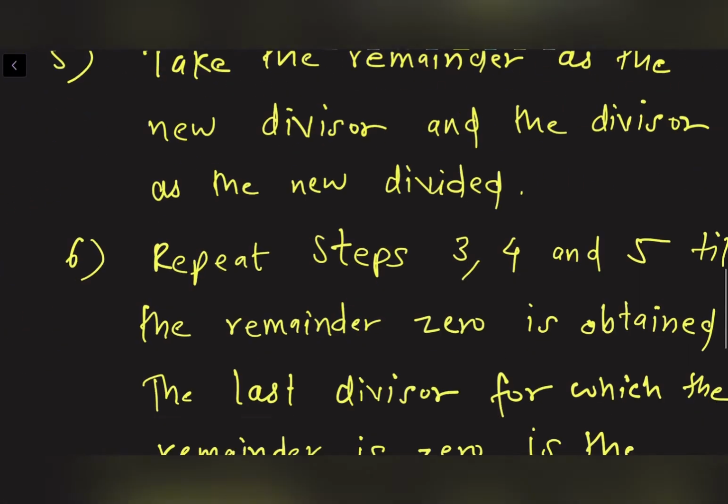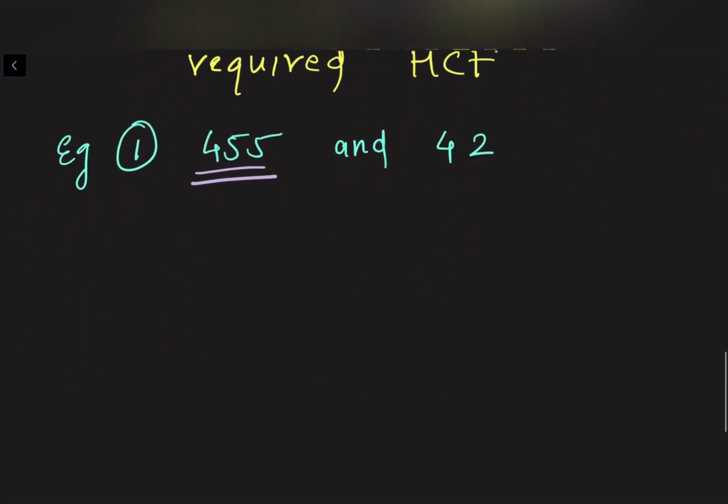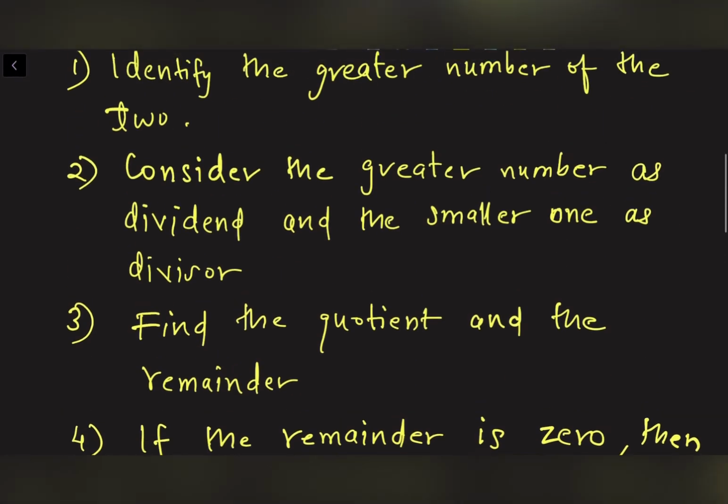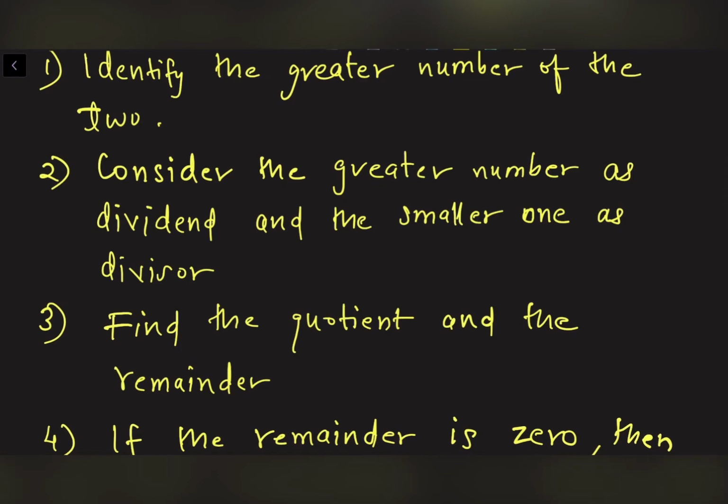Okay, so that means dividend is 455 and divisor is 42, right? What is dividend? Is the number which you will divide, and divisor which divides, right? So 42 is going to divide 455. Okay. What is the third step? Find the quotient and the remainder. This third step, find the quotient and the remainder.